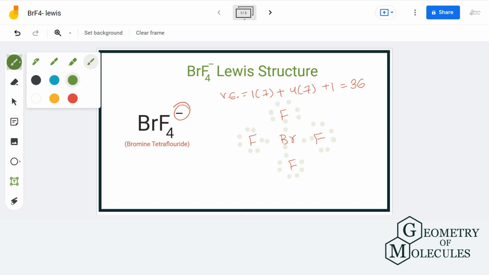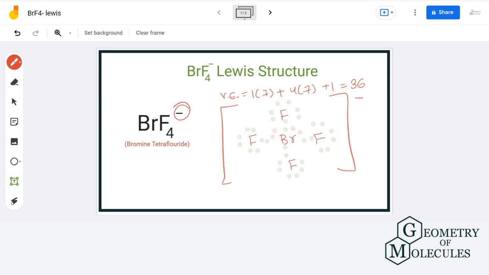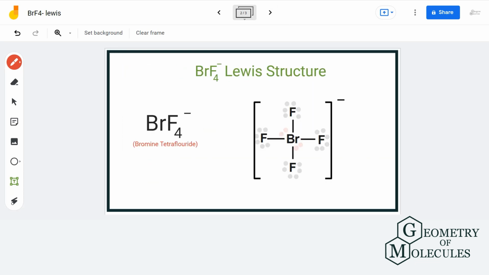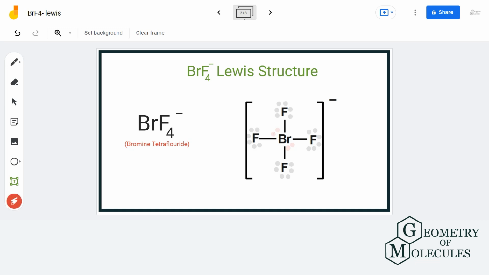We are left with 4 more electrons that will be assigned to the bromine atom. Here bromine has more than 8 electrons in its outermost shell, but that's okay as it can expand its octet and can hold more than 8 electrons. Doing that, we have used all our valence electrons and each and every atom in this Lewis structure has a complete outer shell. So this is the final Lewis structure of BrF4-.